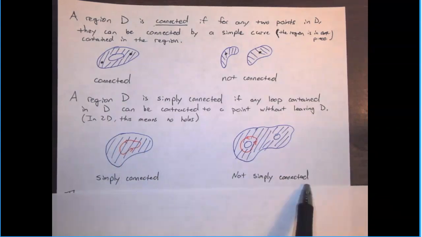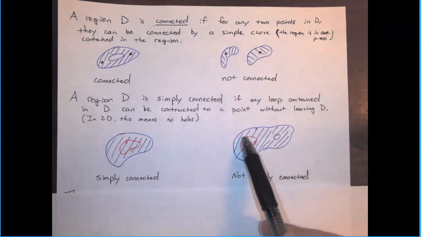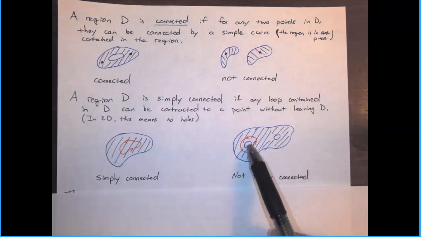Here's an example that's not simply connected. So this kind of looks like a mask. It's got two holes in it. If I draw this loop here, I can't shrink this down to a point without having to cross through this hole.